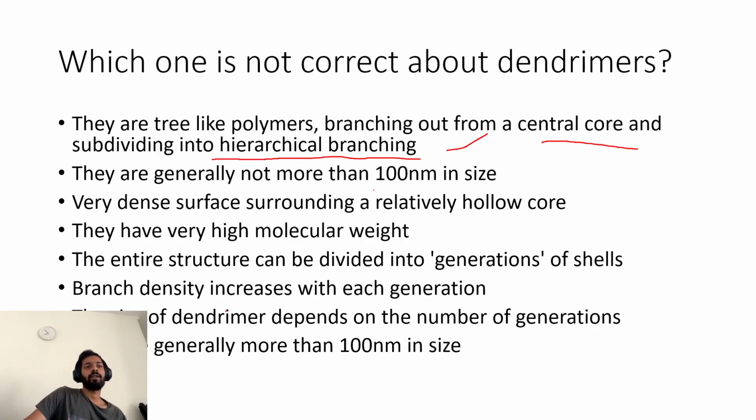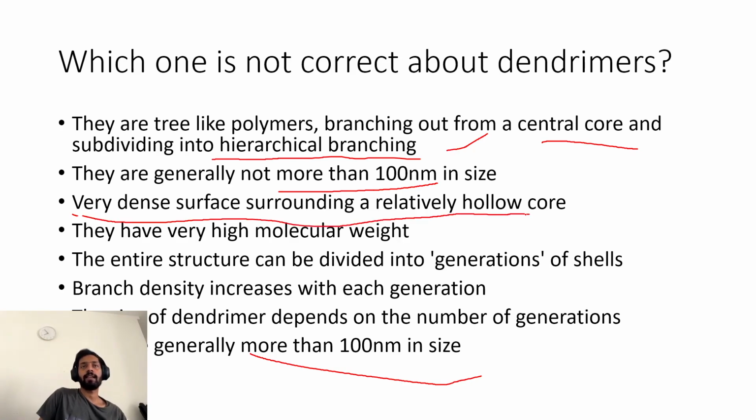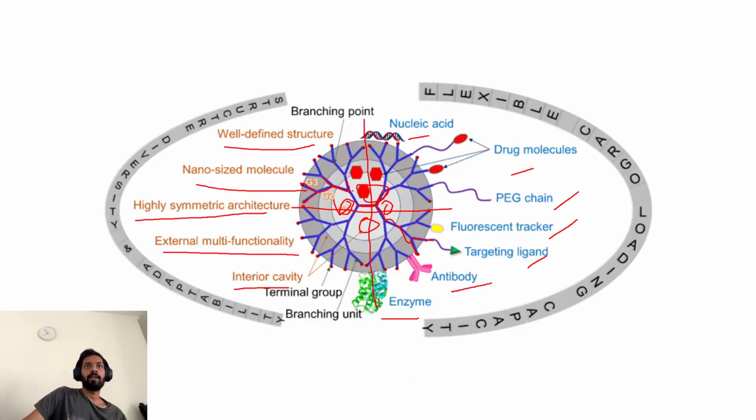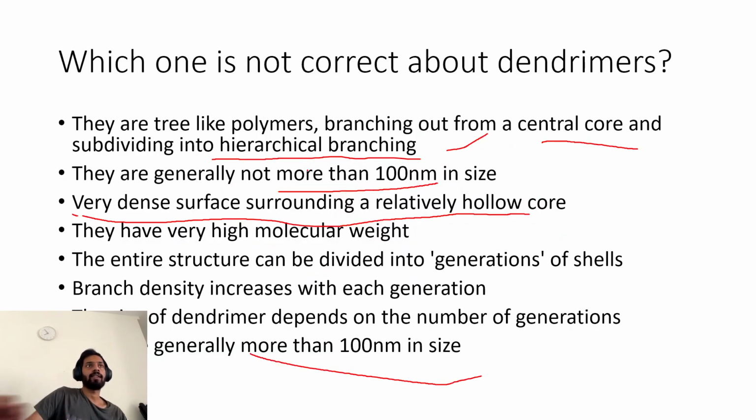Let's come back to this. So obviously one of these has to be wrong, but let's look at the other options. So very dense surface surrounding a relatively hollow core. That's true, right? We've just discussed most of the interior is empty, so the core is hollow, but it's surrounded by a dense surface. So that's true. They have very high molecular weight, which is also true because they are constantly branching and very dense structures. The entire structure can be divided into generations of cells.